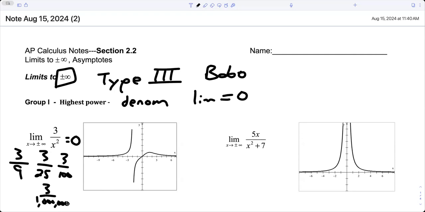Same thing right here. I've got the limit as x goes to plus or minus infinity of 5x over x squared plus 7. So the degree of the numerator is 1. The degree of the denominator is 2. It's bigger on the bottom, therefore it is going to 0. And you can also see that graphically, right? As we go way out to infinity, it's approaching the x-axis in both directions. All good? That's the first type.